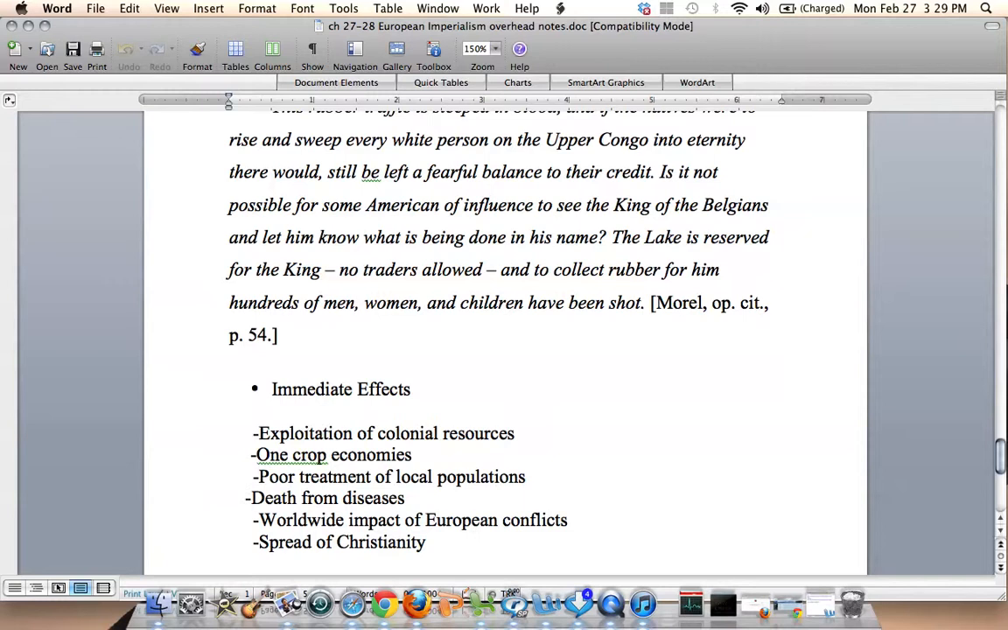When Europeans got involved in fights, those also then happened in the colonies.